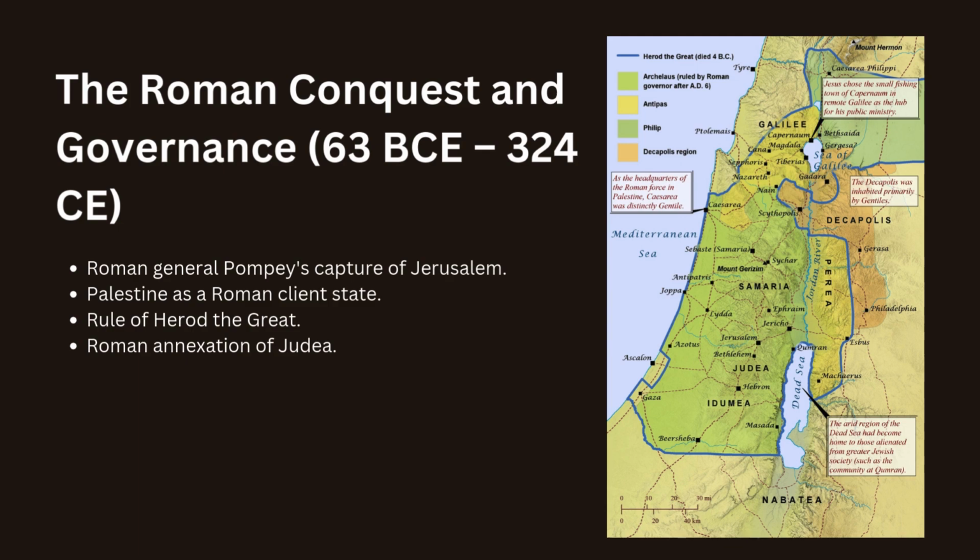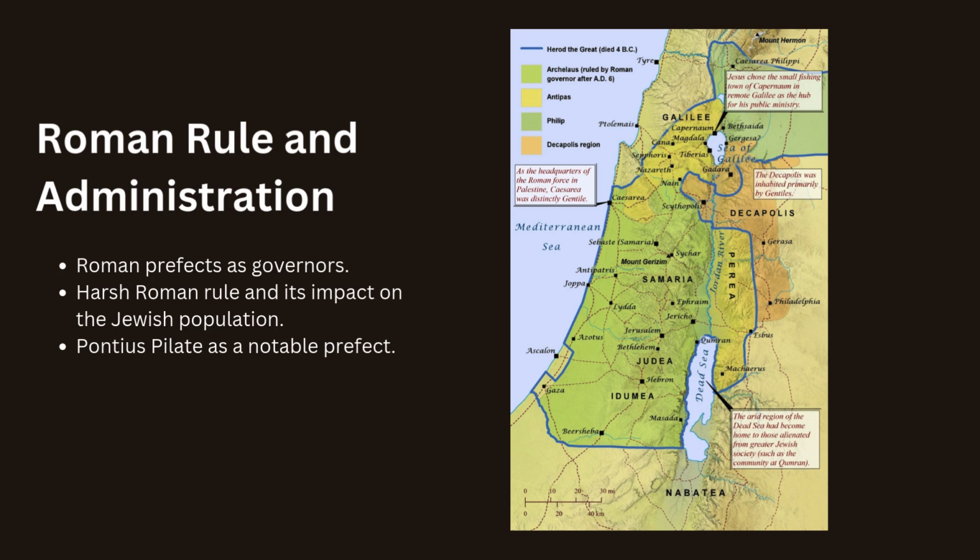Let's now explore the Roman rule and administration. After Herod's death, his kingdom was divided among his sons, but instability led the Romans to annex the region directly in 6 CE, turning Judea into a Roman province governed by Roman prefects. One of the most famous of these prefects was Pontius Pilate, who ruled from 26 to 36 CE. Roman governance was often harsh, characterized by heavy taxation, religious interference, and military repression, which stirred discontent among the local population, especially among the Jews.